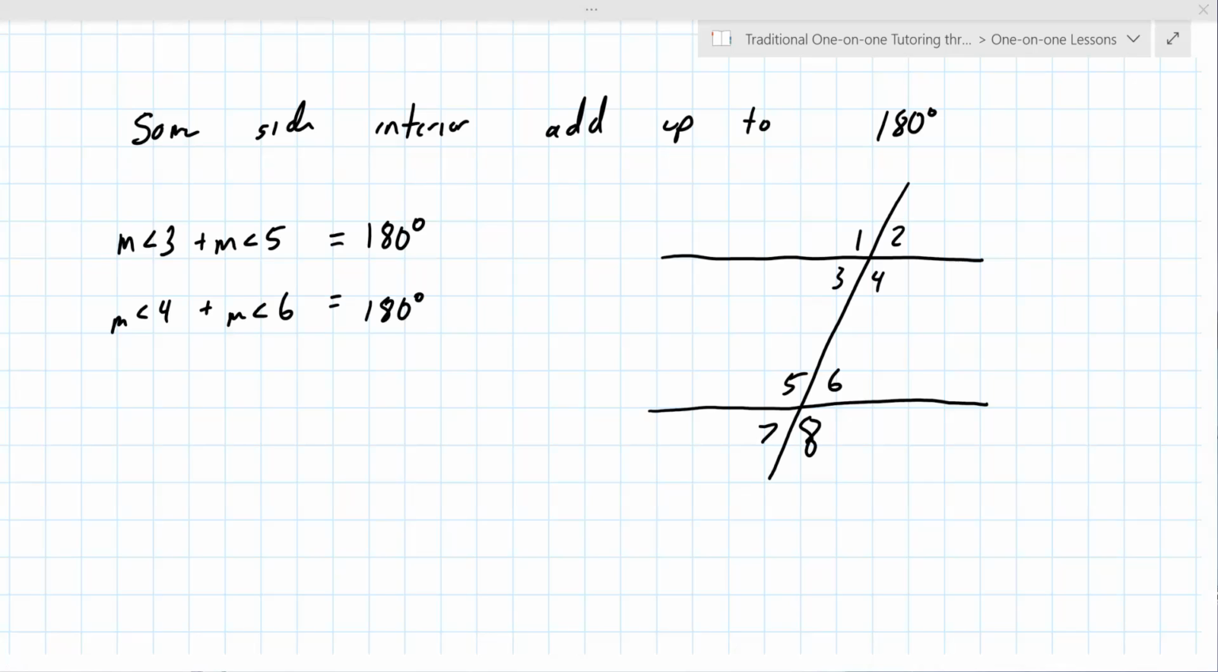Do you have some for us to do? Do you want me to find some? What would be best for you? I don't have any. Okay, so let me look up a worksheet for this.